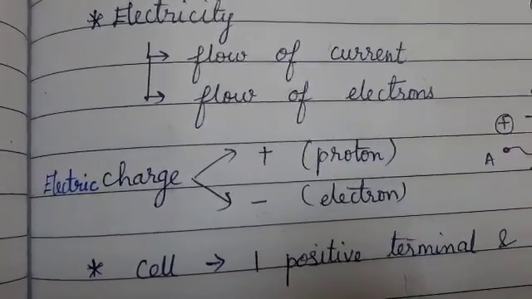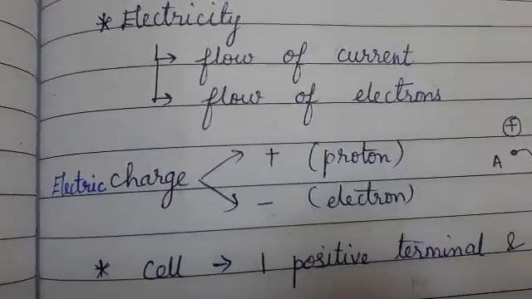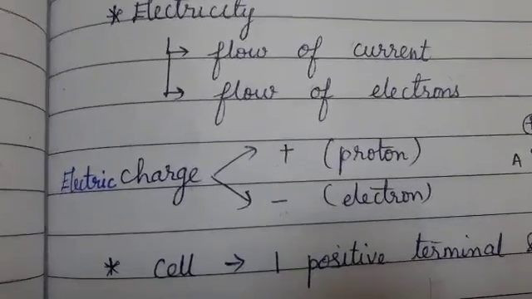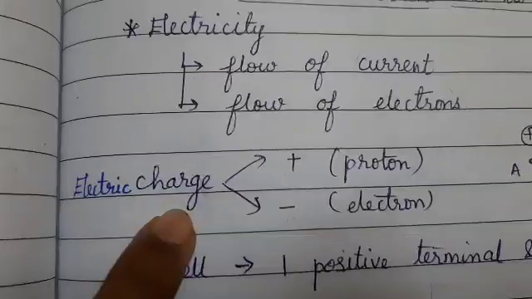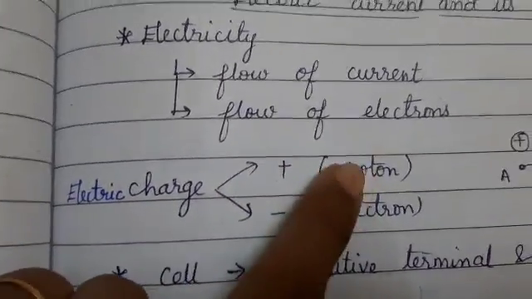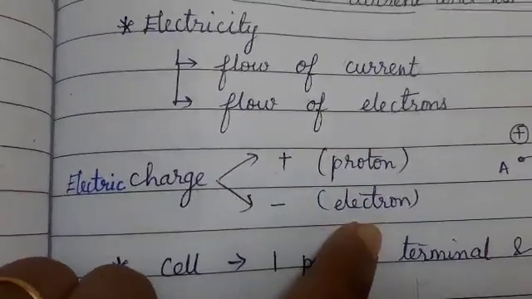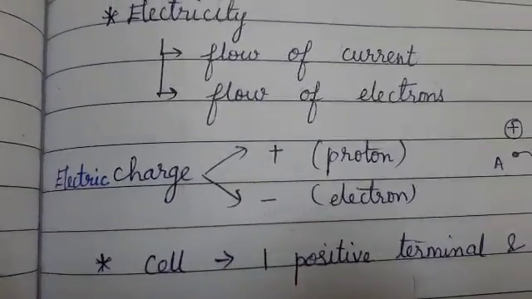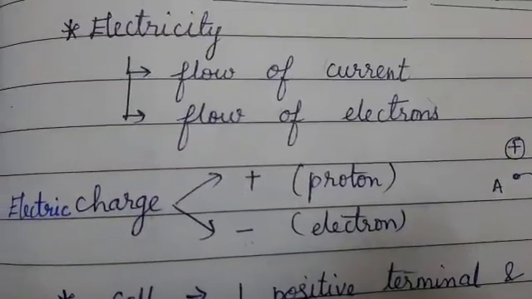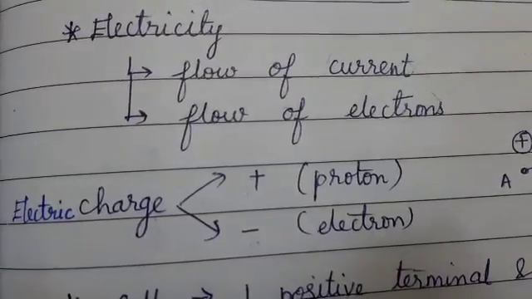Understood? So the current we cannot see, but it means the flow of charges. This electric charge is of two types. Proton means positive charge, electron means negative charge. Understood? But how do these charges flow?